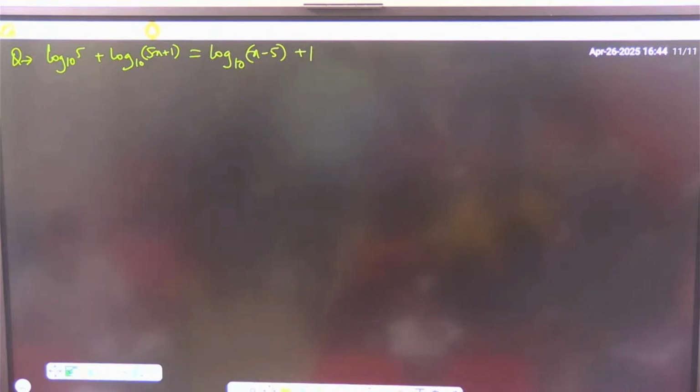First step, ensure the log base is given. Yes, there is. Move on to the next step. Get one term of log on both the sides.